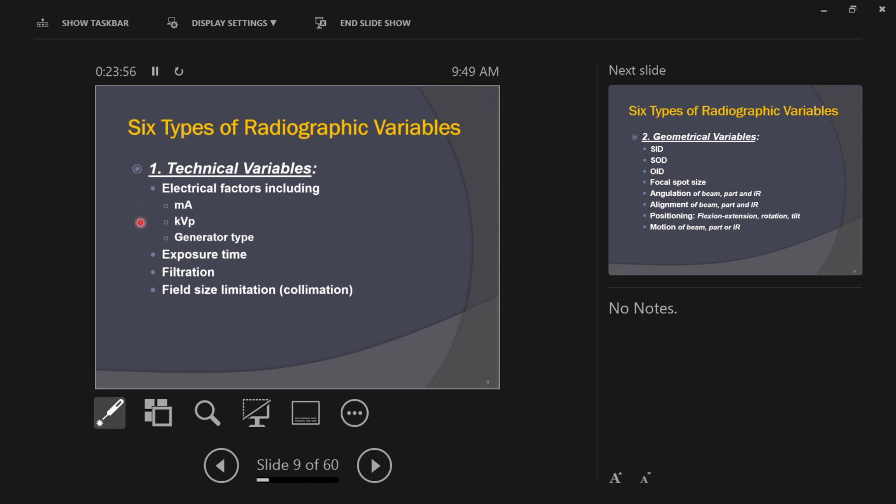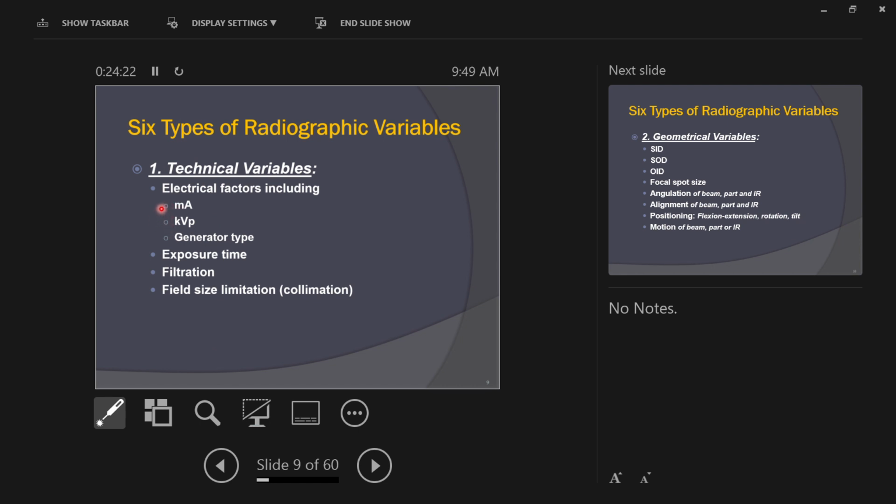So electrical factors: milliamperage, KVP, or generator type. Which of these 3 can you not change? Yeah, generator type. I'd have to go get a new X-ray generator, right? Or go to a different office, and then I can have a different generator. But milliamperage and KVP we do affect.